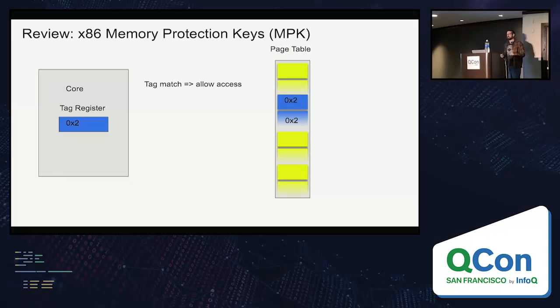The way that this works is that for every page, you associate a 4-bit tag. We usually think about those tags in terms of colors. Then each core has a tag register. If the color in the register matches the color on that page, then you're allowed to access it. If it doesn't match, then you're not allowed to access it. So we have this new, cool protection mechanism.